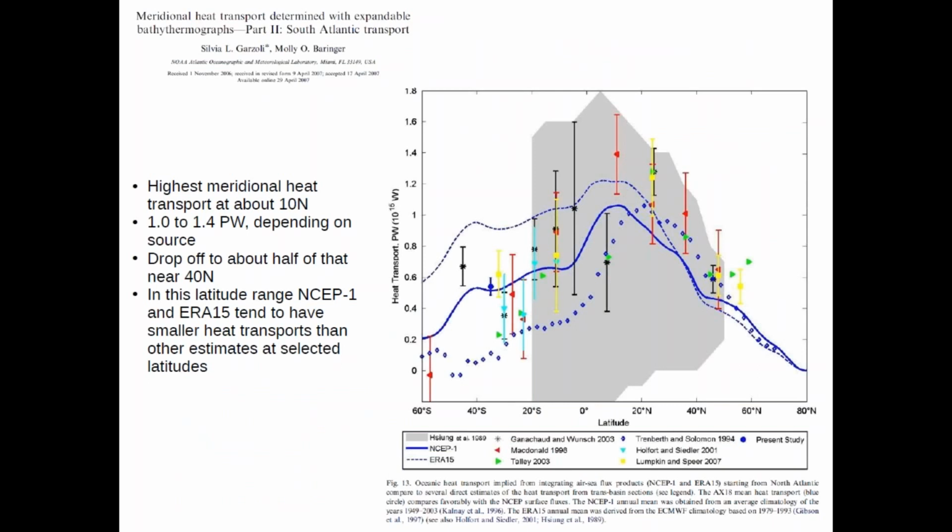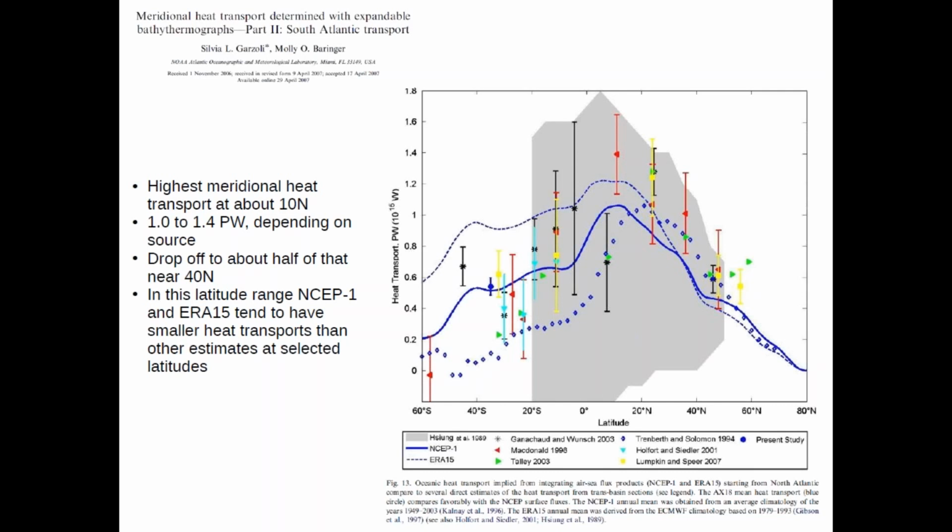So then in this study, which summarized both models and observations, where the lines are models, it found that the largest meridional heat transport is at about 10 degrees north with about 1 to 1.4 petawatts, depending on which data set or which model it comes from. And then the heat transport drops to about half of that, near 40 degrees north, which is due to that heat loss that I mentioned before to the atmosphere.